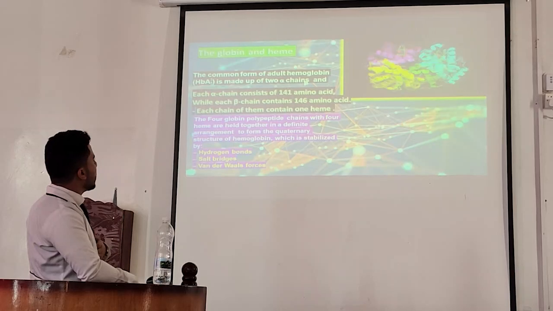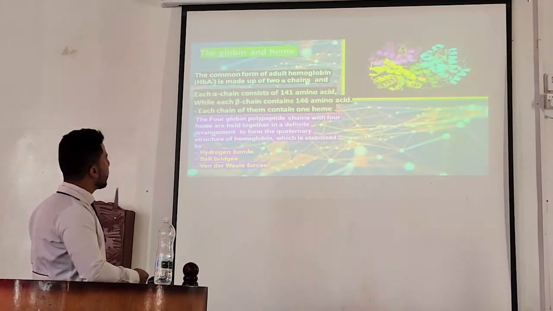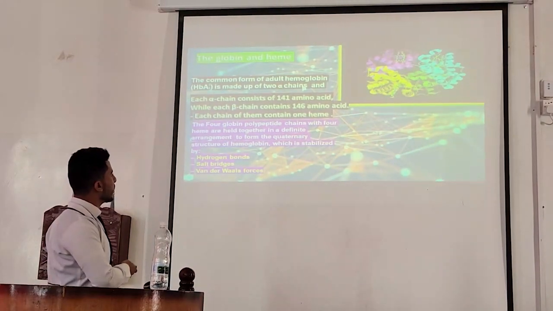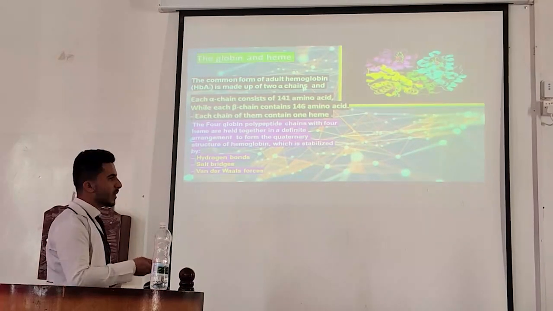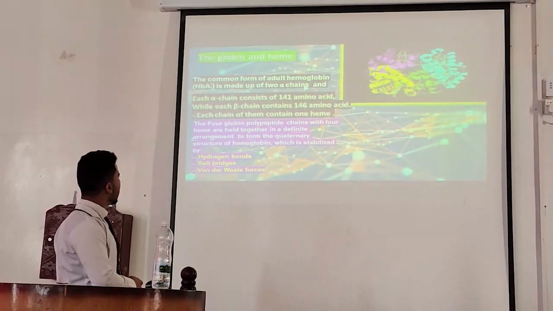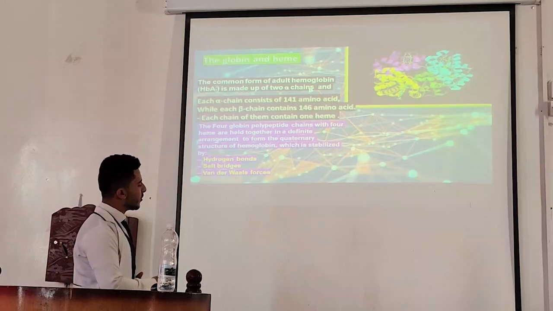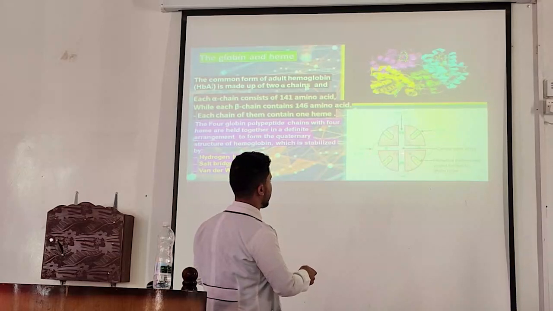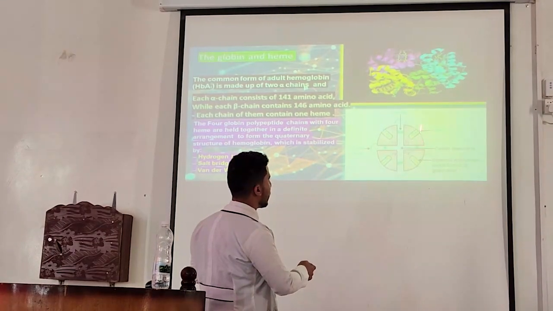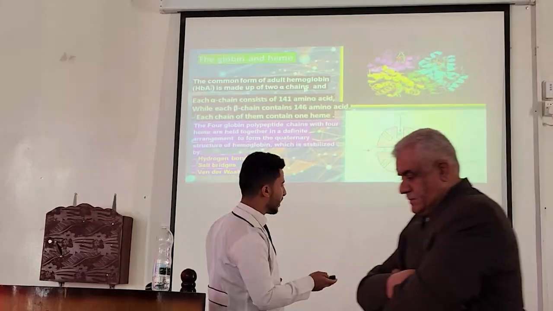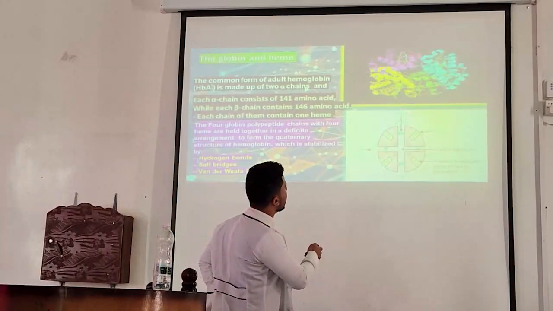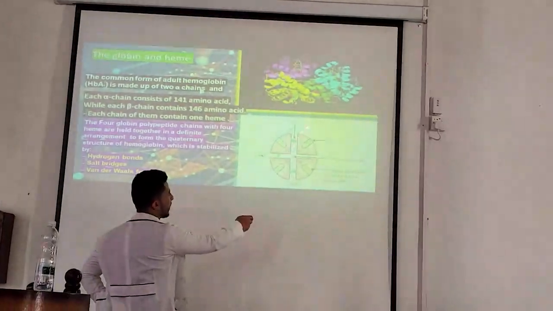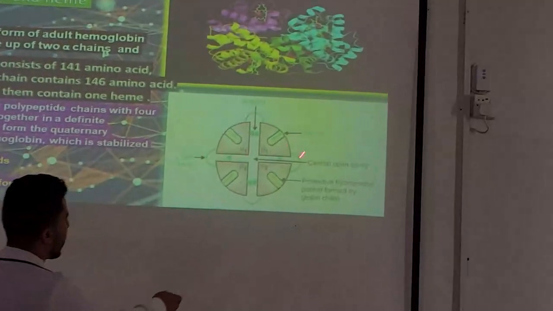The 4 globin polypeptide chains with the 4 hemes are held together in a definite arrangement to form the quaternary structure of hemoglobin, which is stabilized by hydrogen bonds, salt bridges, and van der Waals forces, as you see here. This is the salt bridges between the 2 dimers. What are the dimers? I will explain it. But I want you to focus: this is the hydrogen bond, this is the salt bridges. We consider alpha and beta dimer 1. This is dimer and this is dimer.